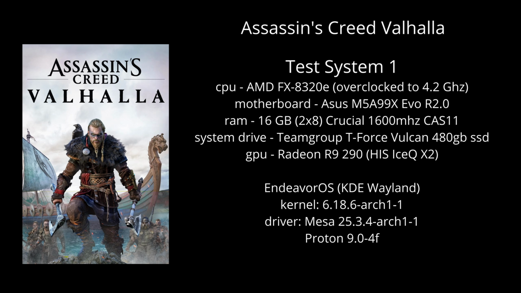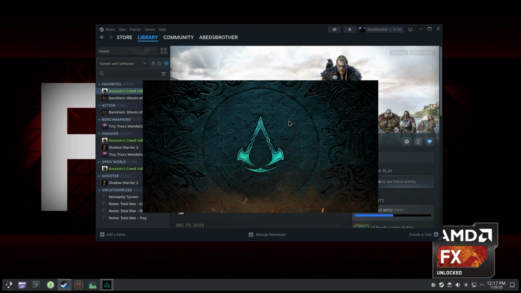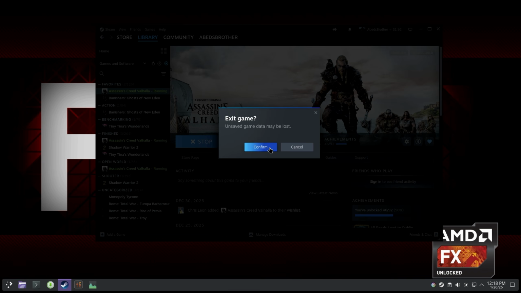For the first test system, we'll be using the FX-8320e and the Radeon R9 290. Unfortunately, this game does run just fine on this system on Windows, but on Linux, we get "unable to initialize graphics system. GPU does not support DirectX 12." Now, the R9 290 does support DirectX 12 feature set 12.0, and that is what is needed to run Assassin's Creed Valhalla. So I don't understand why it doesn't work, but unfortunately, it does not work.